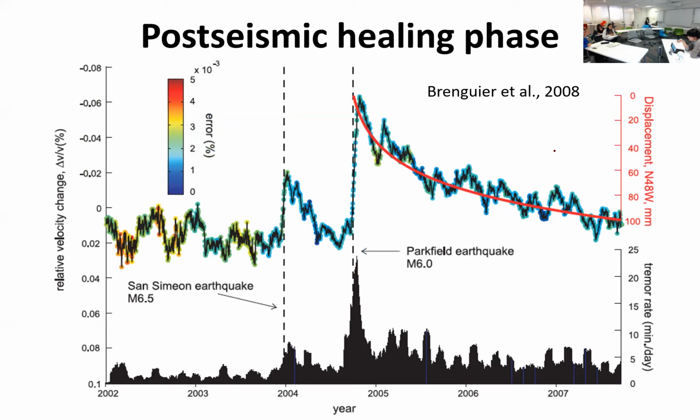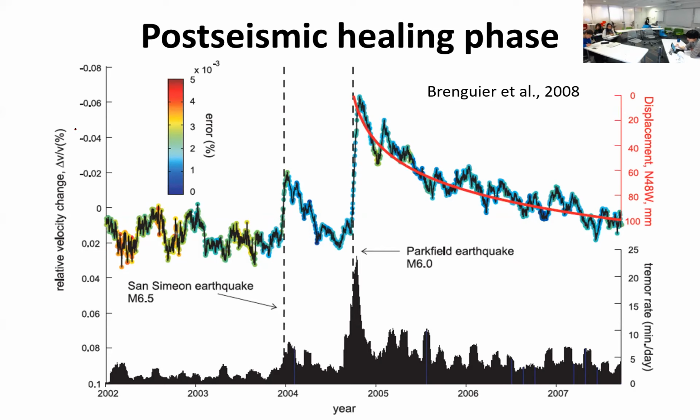So this plot basically tries to show a lot of information. First of all, at the bottom here is the rate of seismicity surrounding the magnitude 6 Parkfield earthquake. So that was in 2004. And on top of that is the relative velocity change for the same period.